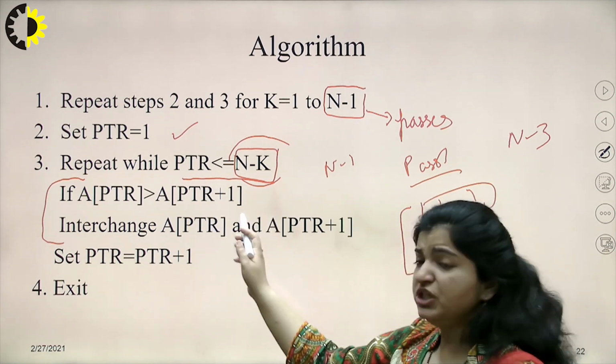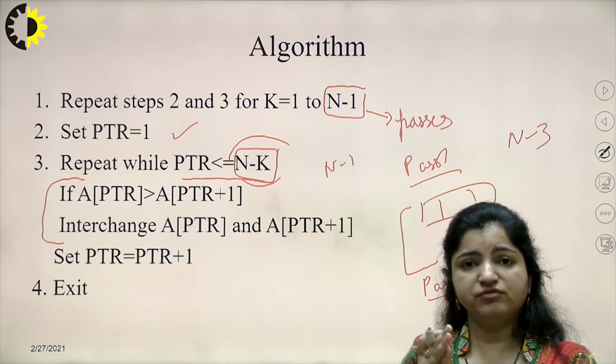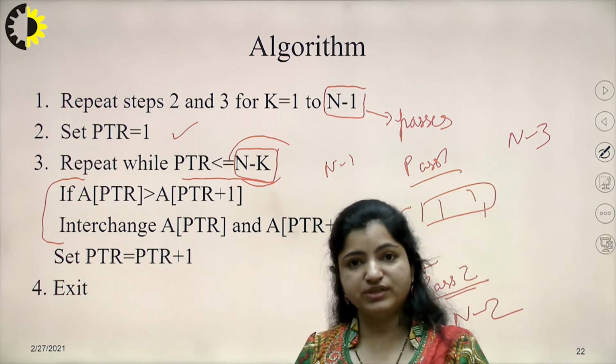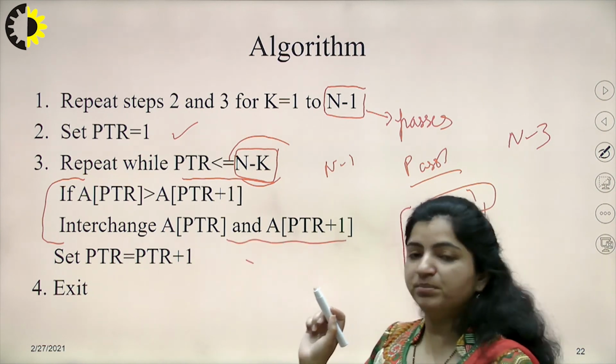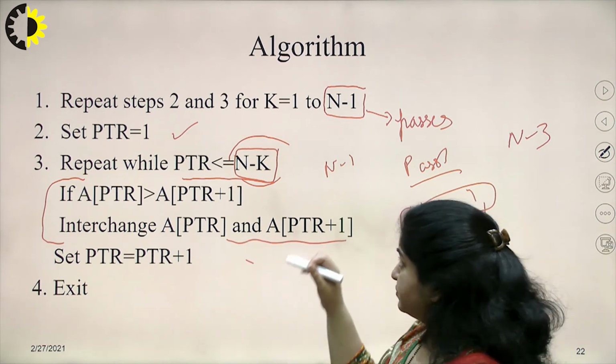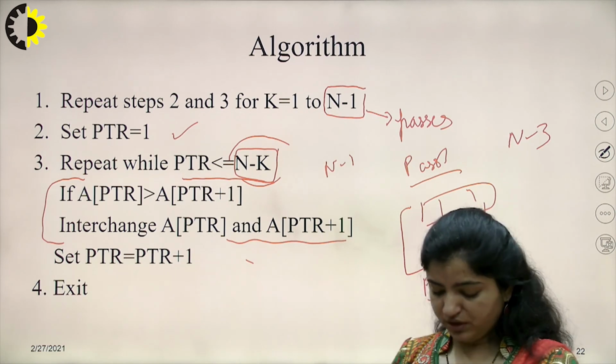And what comparisons need to be done? You need to just check whether the first element is larger as compared to the second element. If it is larger, then you are just interchanging it by applying the simple swapping code, fine. So this is the complete bubble sort algorithm.